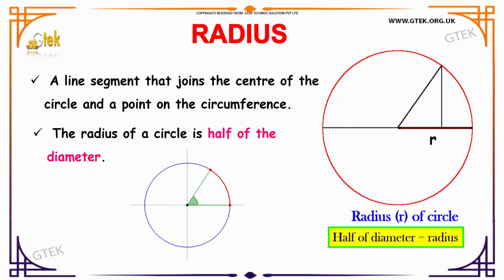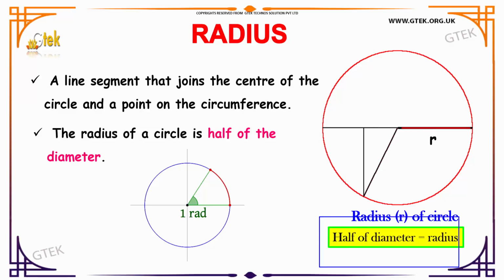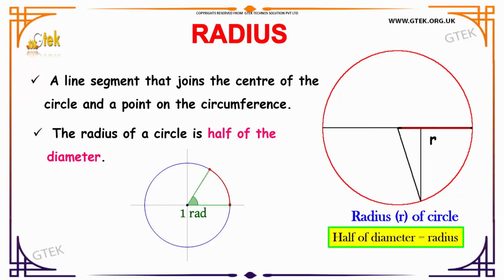The radius of the circle is half of the diameter. So to find the radius, we have to divide the diameter by half. Suppose we consider the diameter of a circle is 4, then the radius of the circle will be 2.